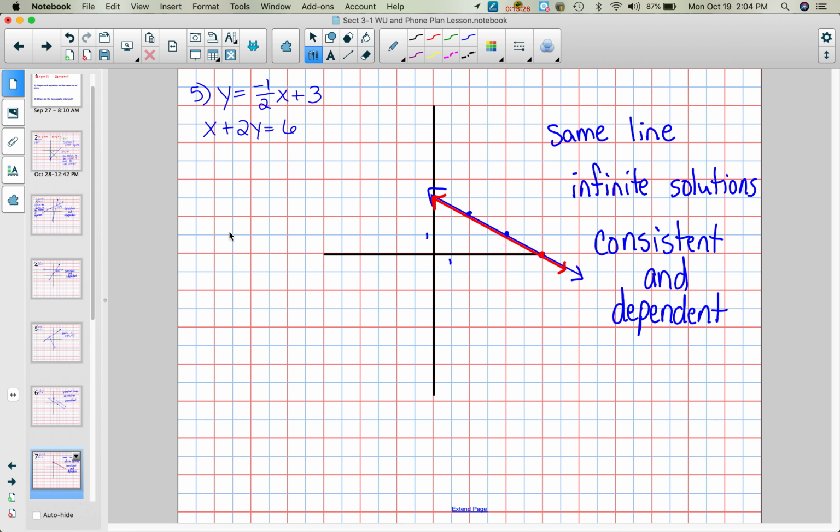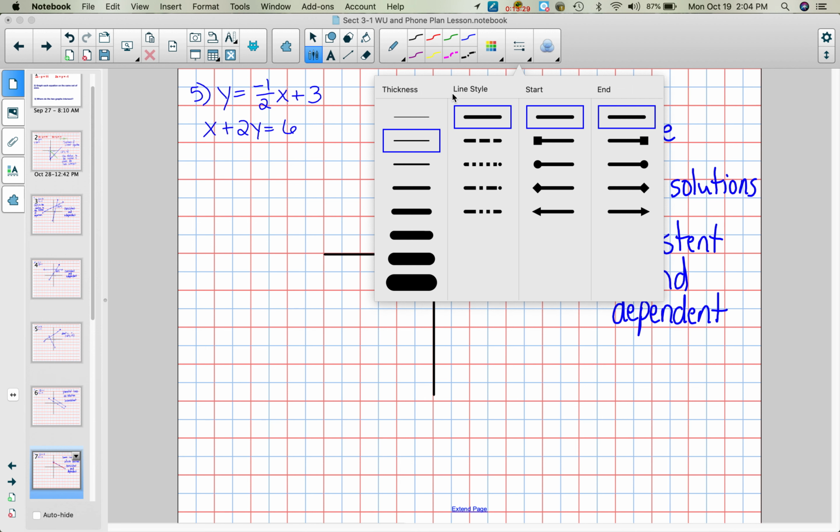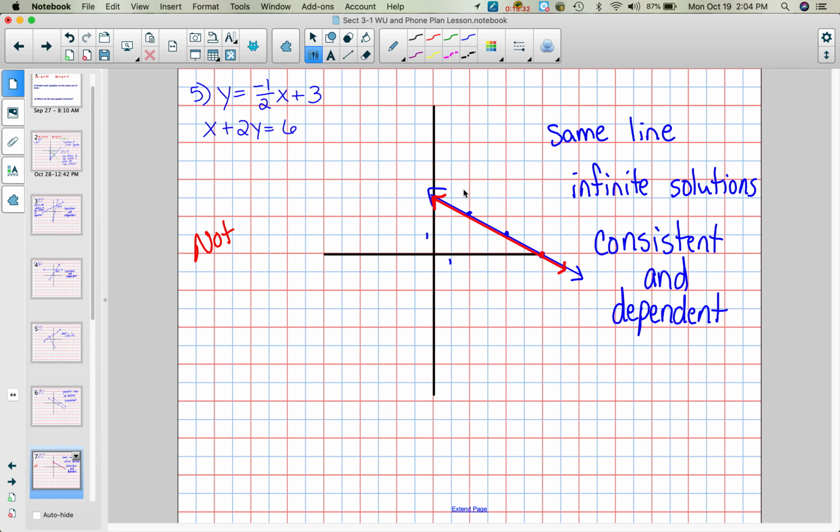Now, I do want to point out that infinite solutions is not the same as all real numbers. You can't say the solution is all real numbers. It's infinite solutions because there's infinite points on the line, but only the points on the line are solutions. See all these other points out here? Everywhere that's not on the line, there's also infinite non-solutions. So you can't say all real numbers when they're the same line. You can say infinite solutions, but you can't say all real numbers, and hopefully you understand the difference on that. So this is called consistent and dependent.